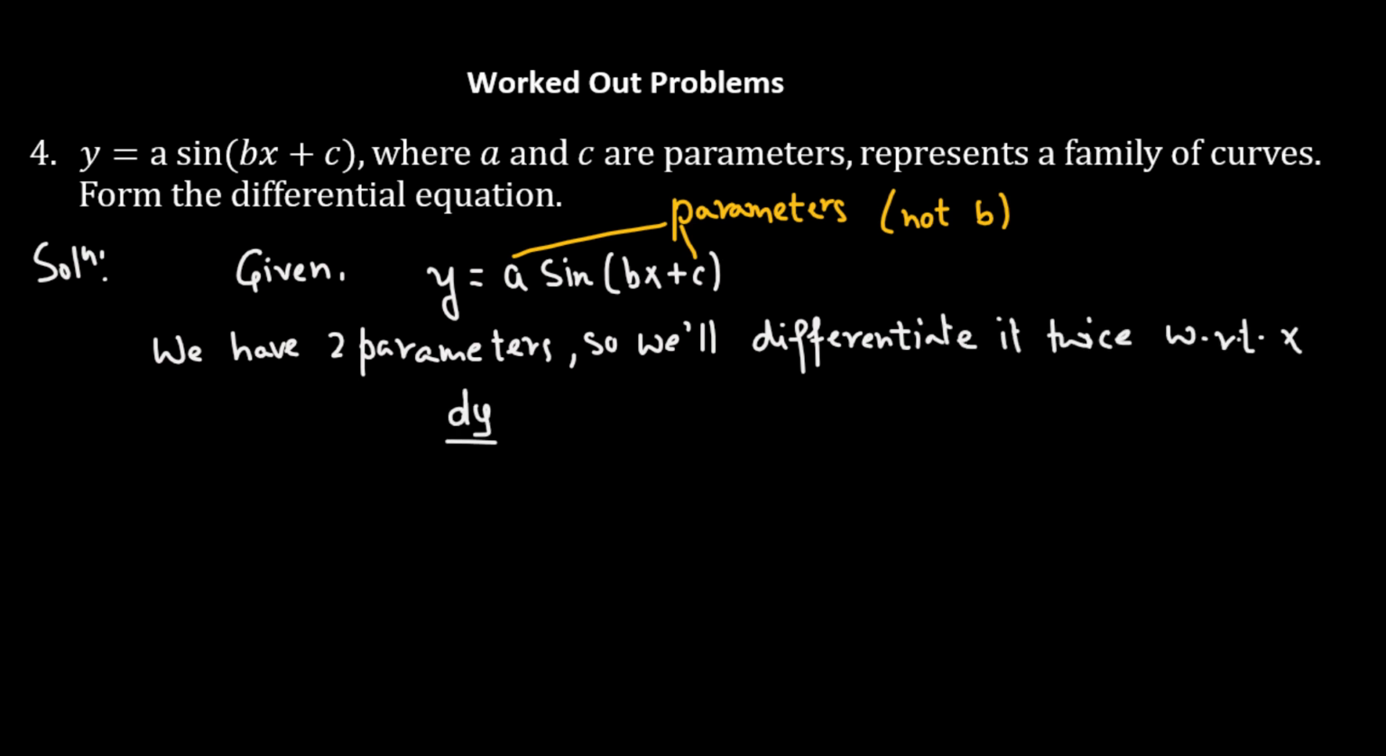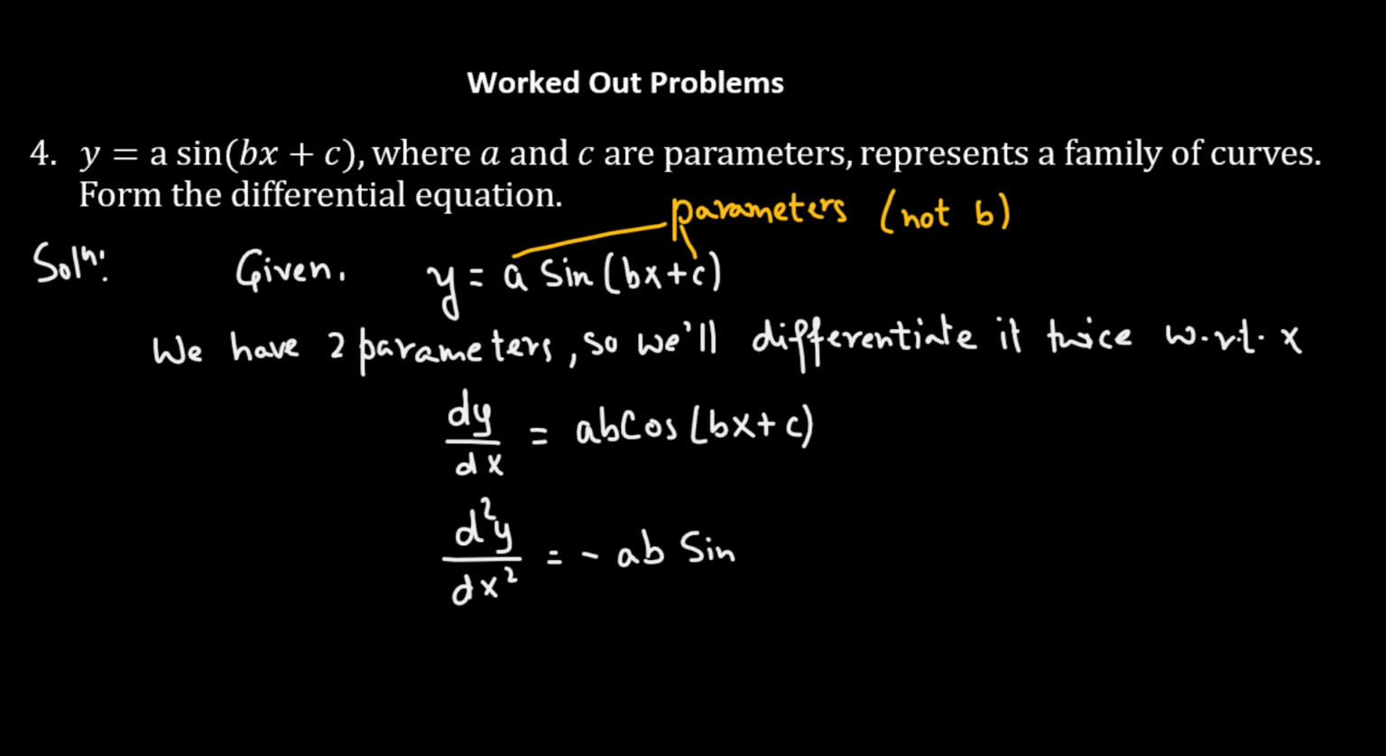That gives us the first derivative of y with respect to x equals a times cosine of (bx plus c). Using the chain rule, we have another factor b multiplied. So that gives us ab cosine of (bx plus c). Again, differentiating with respect to x, we have the second derivative of y with respect to x equals negative ab sine(bx plus c). B gets multiplied, which comes as a result of the chain rule. So we have negative a b squared times sine(bx plus c).